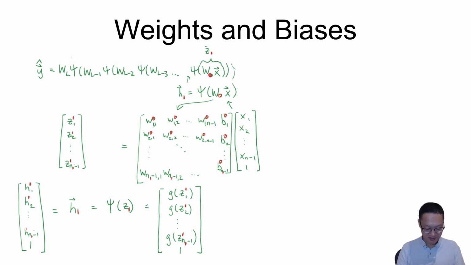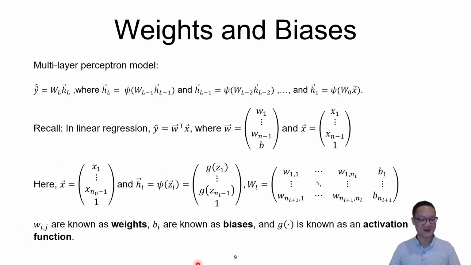Then you would multiply h by the next w, w1, and that will give you z2. And z2 will look something like this, except the red index is going to be 2. And there could again be a different number of components. Then you would apply the psi function again to z2, which means applying g to all the components of z2 and then appending a 1. That will finally give you h2. And this process keeps going until you get all the way to y. So that's basically what the slide is trying to show here.